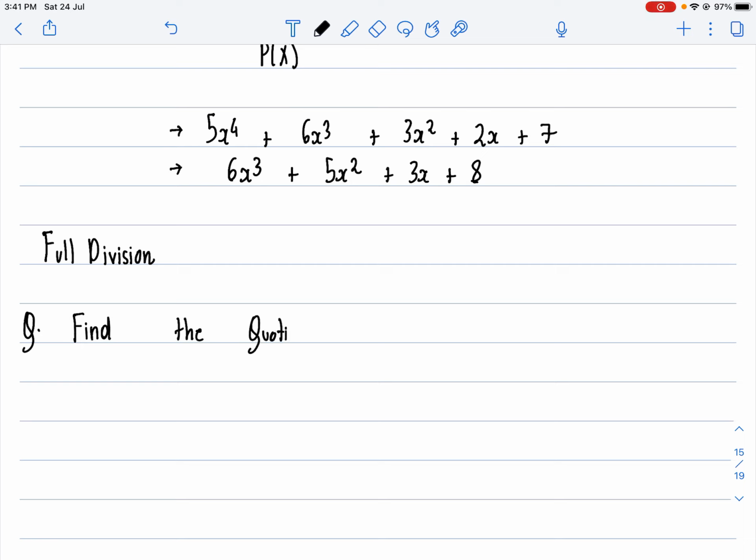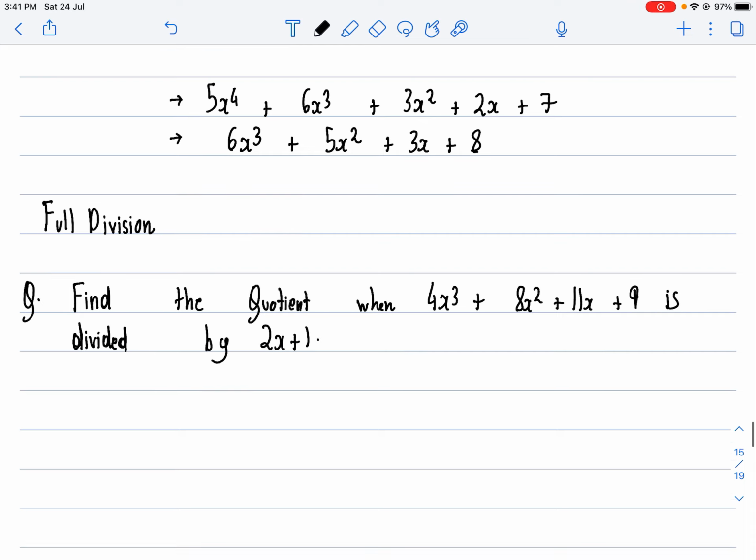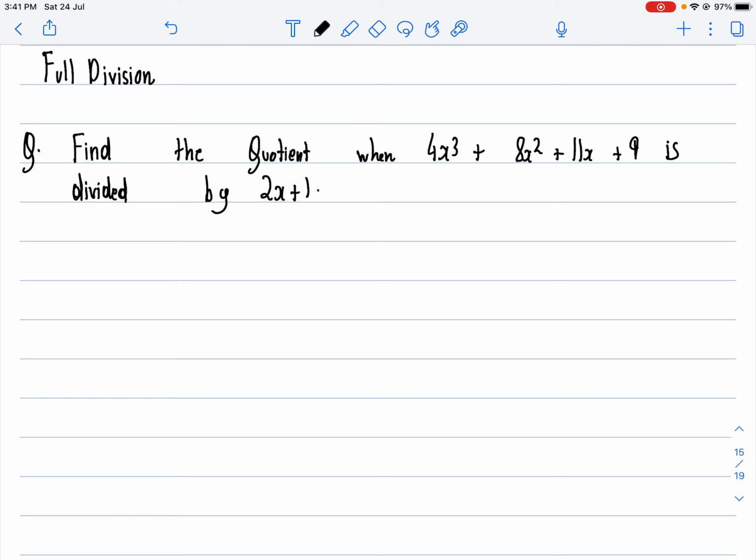when 4x cube plus 8x square plus 11x plus 9 is divided by 2x plus 1. This is what the question is. So now basically, how do we carry out long division?